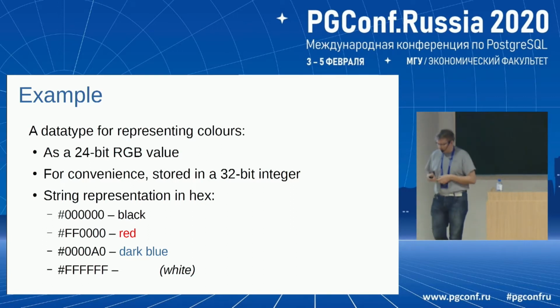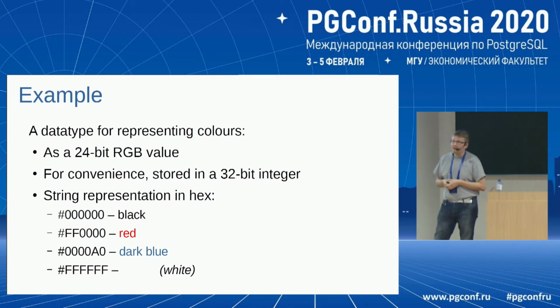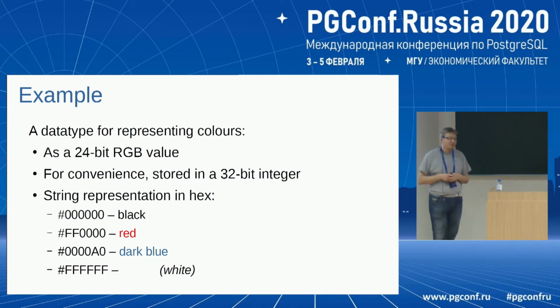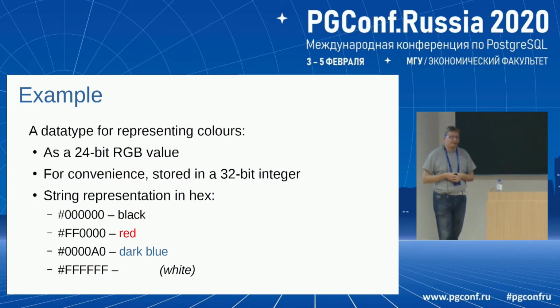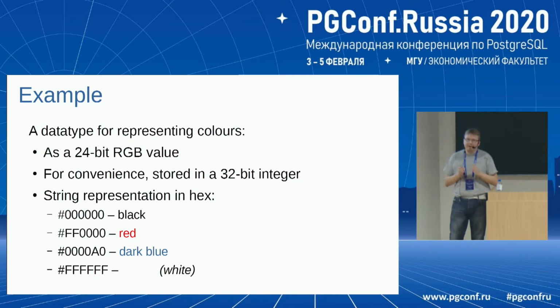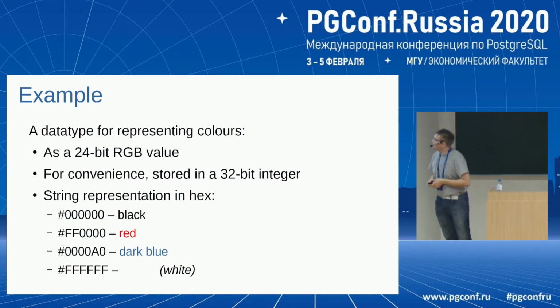So in this presentation, I'm going to walk through creating a data type for storing colors. I'm going to store the colors as a 24-bit RGB value, red, green, blue. For convenience, I'm going to store them in a 32-bit integer, because then we can borrow a lot of the existing functions that deal with integers within Postgres. But if you actually cared a lot about how much space these take, then you might want to define it as a different length so that it takes less space on disk.